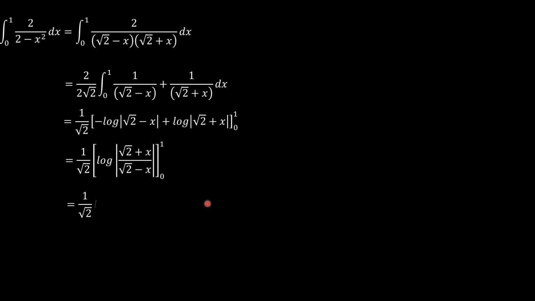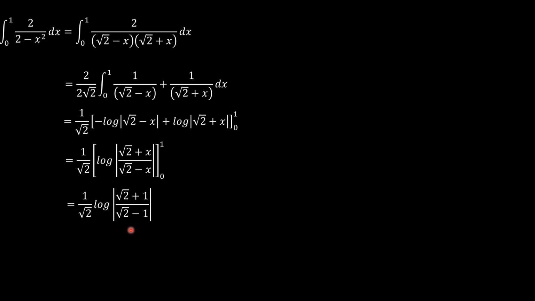And so substituting for 1 and for 0, when it's 1, it results into square root of 2 plus 1 over square root of 2 minus 1, minus, when it's 0, the x's become 0, so it becomes square root of 2 over square root of 2, which is 1. Log of 1 is 0. So essentially we are left with this value here.